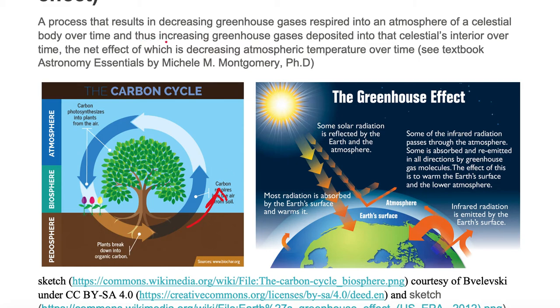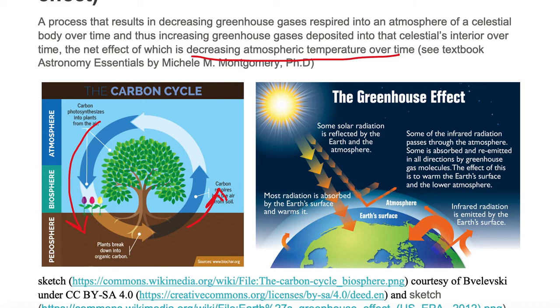It says, thus increasing greenhouse gases deposited into that celestial's interior over time. So over time, we have a little bit of greenhouse gases coming out of the ground, but we have more greenhouse gases going into the ground. The net effect of this is decreasing atmospheric temperature over time. And this involves the greenhouse effect.